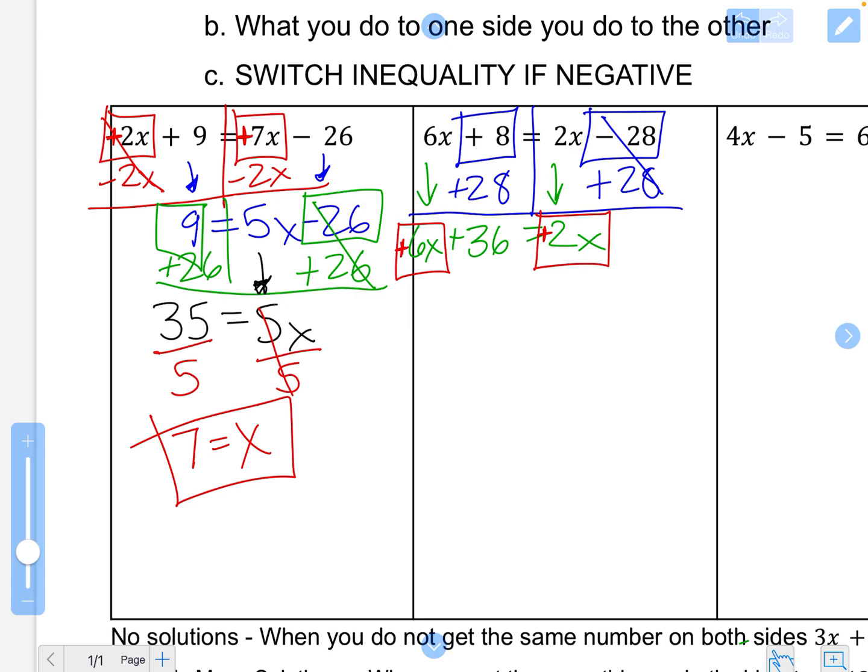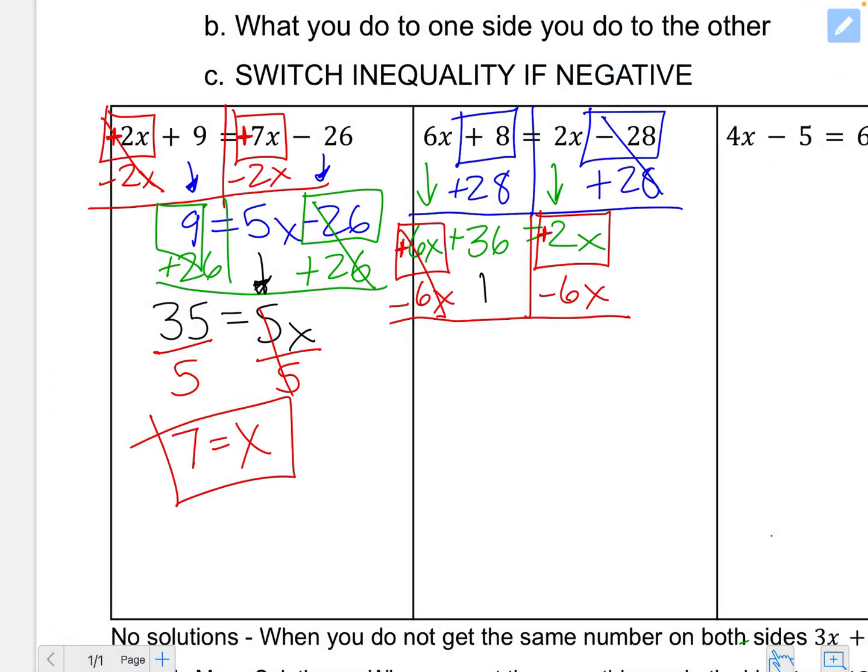And again, my 2x is my lonely number all by itself, and it needs a buddy. So the way that I'm going to get it a buddy is I'm going to subtract the entire term of 6x by switching the sign. What I do to one side, I must do to the other side. My 6x's cancel. I need to bring my constant term down, which is 36.